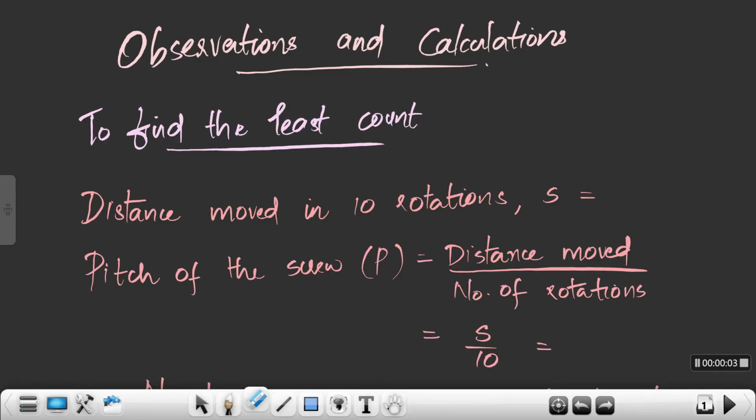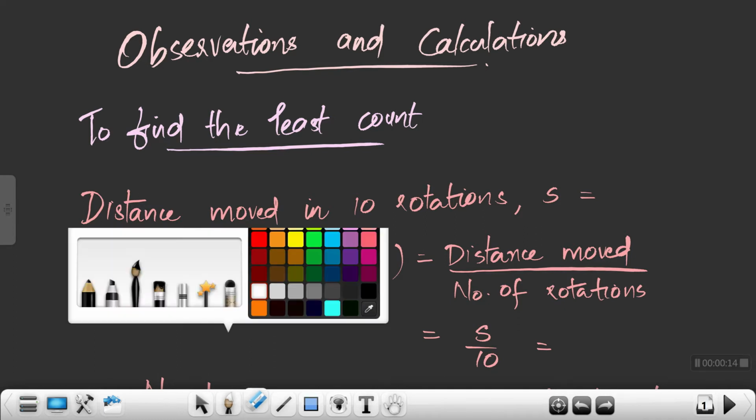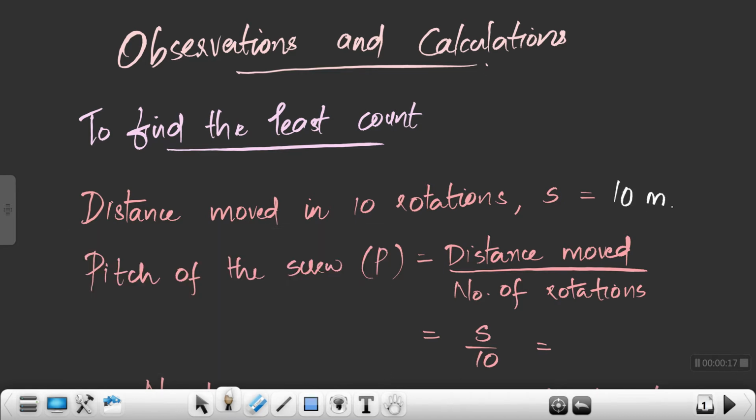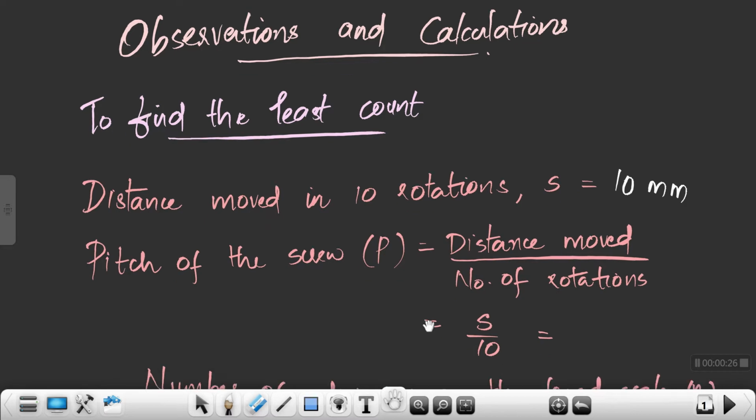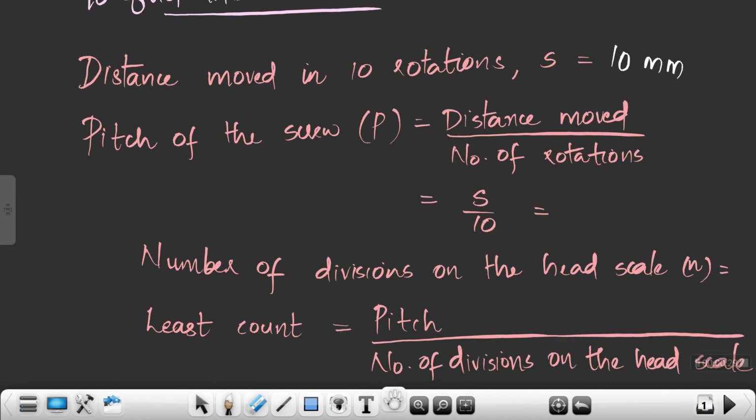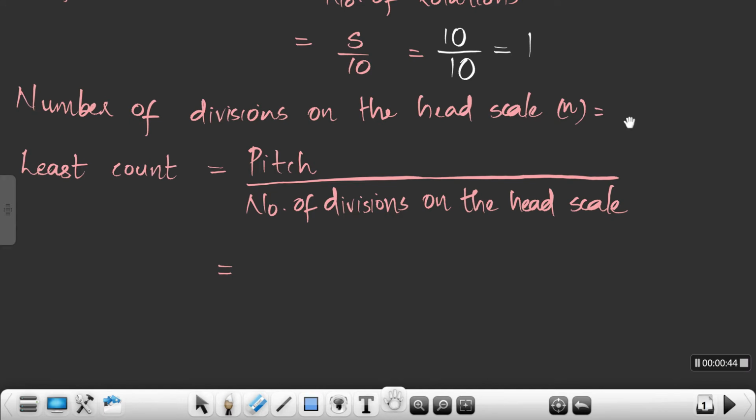Observations and calculations of screw gauge. So first of all we have to find out the least count. For that we have to find out the distance moved in 10 rotations, that is S is equal to 10 millimeter. And next we have to find out the pitch of the screw gauge, that is equal to distance moved divided by number of rotations. So we already found the distance moved by the screw gauge, that is 10, and the number of rotations is 10. So this is equal to 1. And we know the number of divisions on the head scale is 100.